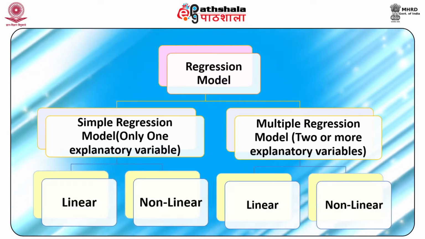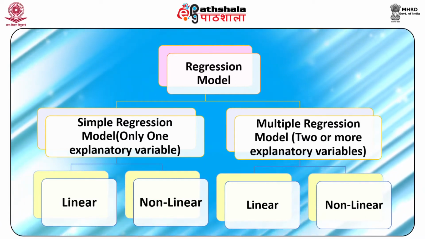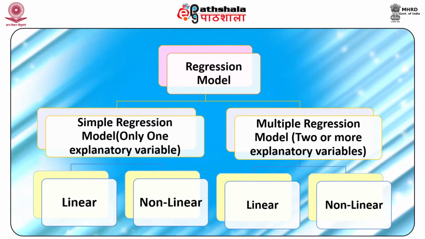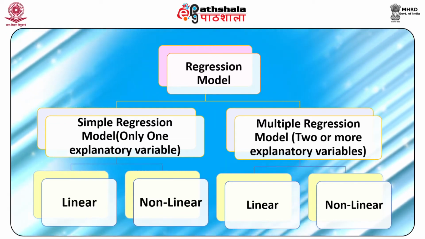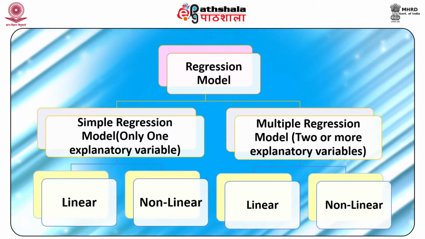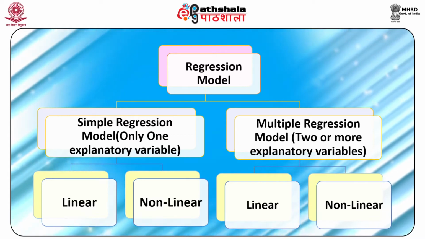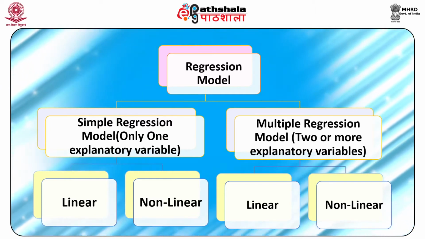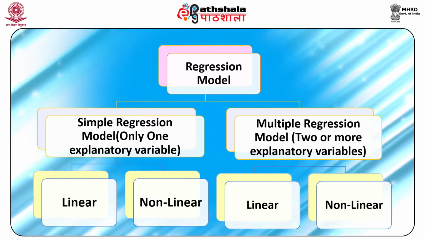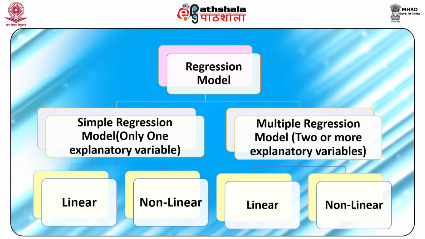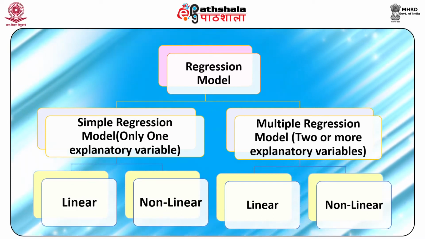Having understood the types of data and the importance of good quality of data, let us now try to understand what are the different types of regression model. Generally, there are usually two types of regression models which we use. The first is the simple regression model, which may be further divided into simple linear regression model and simple non-linear regression model. Similarly, we may have multiple regression model. Now this can also be further subdivided into multiple linear regression model and multiple non-linear regression model.